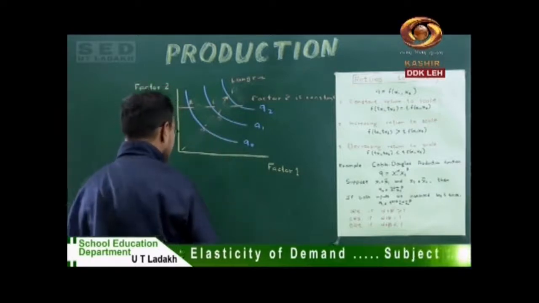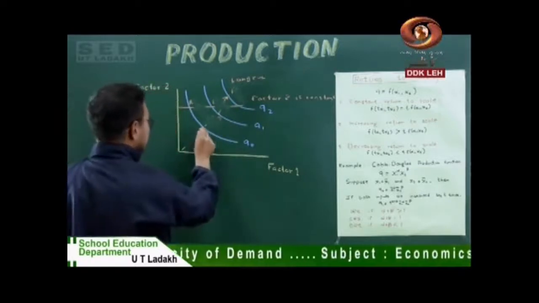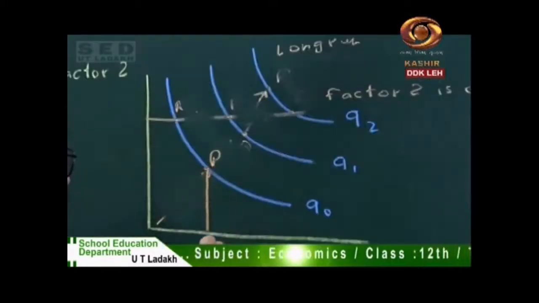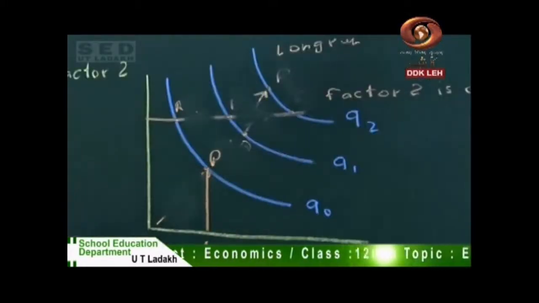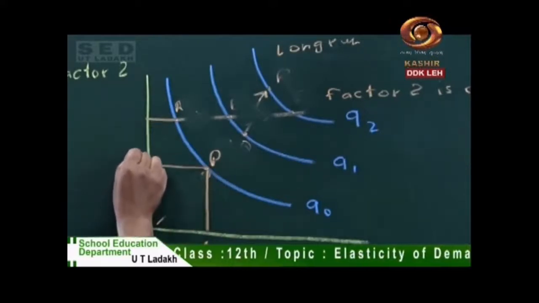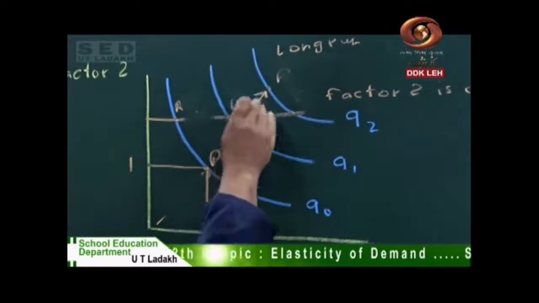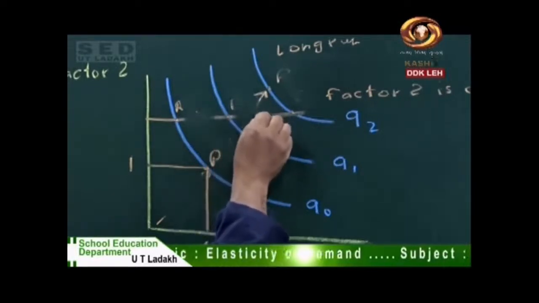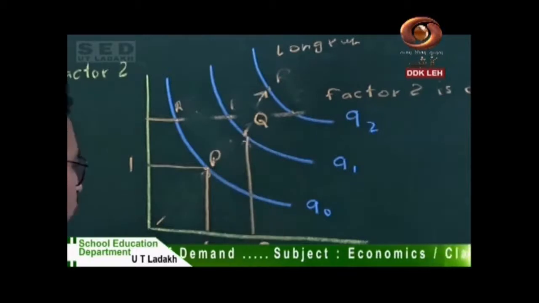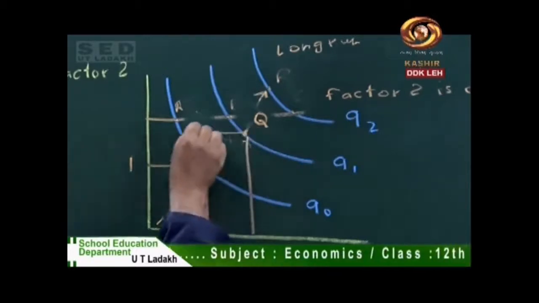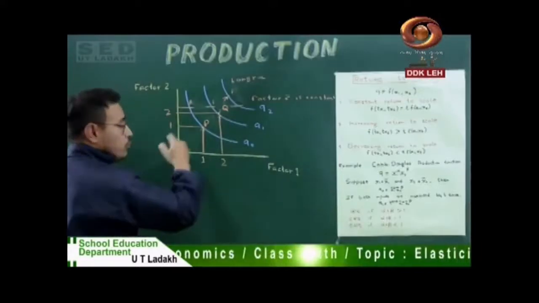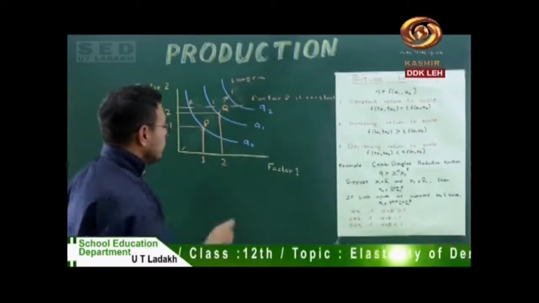Say initially you are at point P, you are producing at point P. At point P you are employing 1 unit of factor 1 and 1 unit of factor 2. Now from point P you have increased your scale and you reach point Q. At point Q, say it is 2 of factor 1, and factor 2 is also 2. So you have doubled your factor input.